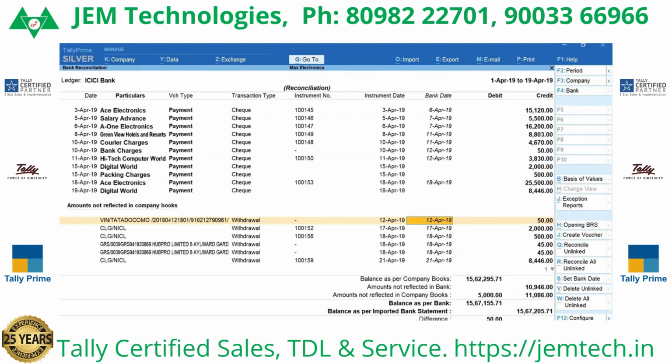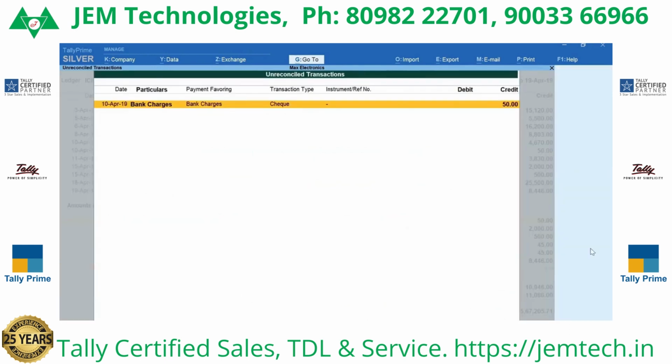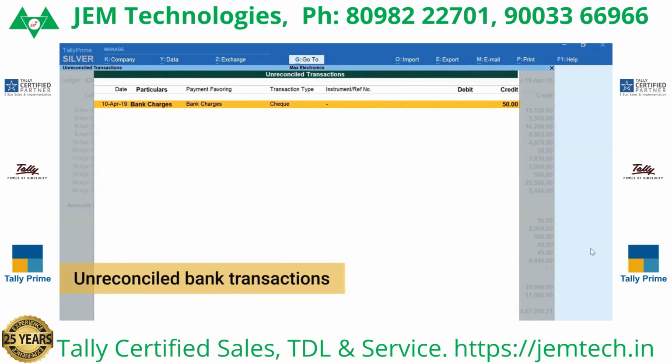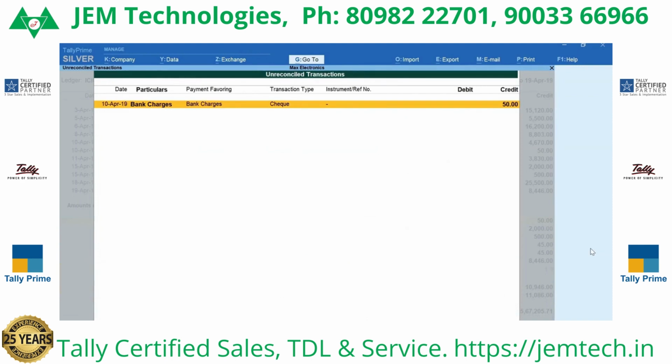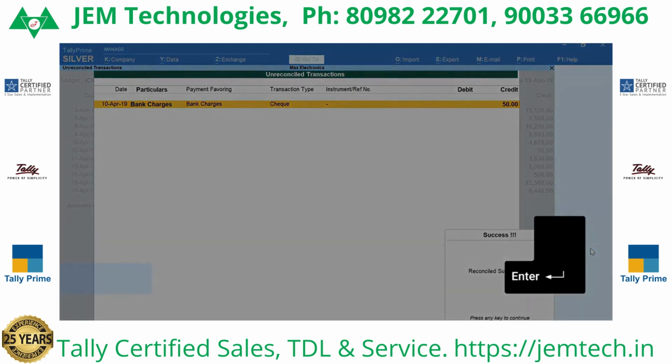No matter what the reason, you can easily reconcile either by mapping it to the existing transactions or create a new voucher to account it in your books. To map the transactions from statement with the transactions existing in books, place the cursor on the transaction and click on Reconcile Unlinked. Now, you can see that unreconciled bank transactions having the same value are available for mapping. Select the one that matches and press Enter to reconcile.